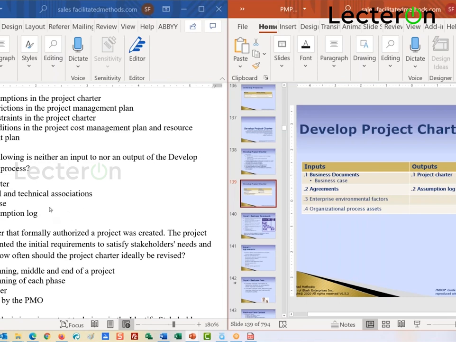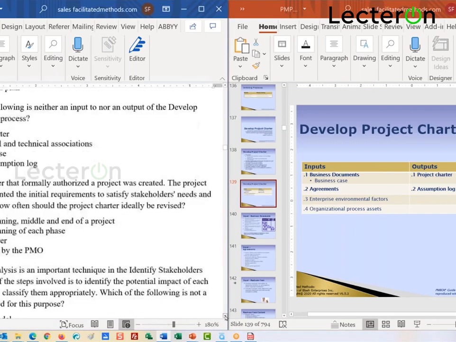This one, you might actually spend a little bit more time looking at the inputs and outputs of, because it's that critical. This is the beginning. You have business documents and agreements coming in that help you understand what decisions have been made, why you start this project. You create the project charter, the assumption log. And here we're starting to see the EEFs and OPAs show up.